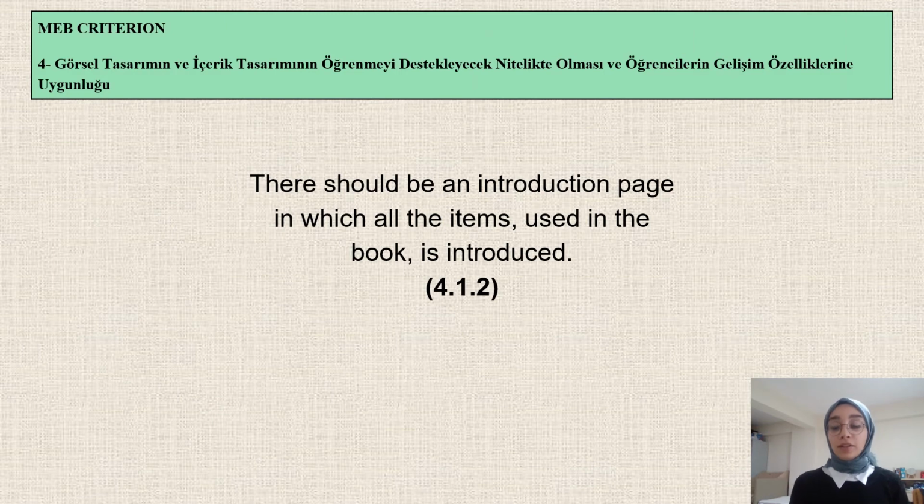When it comes to the last criterion, it requires that there should be an introduction page in which all the items used in the book are introduced. For example, this symbol means it is listening time, this symbol means it is dancing time. You can also find the stickers at the end of the book, but unfortunately there is no such introduction page.